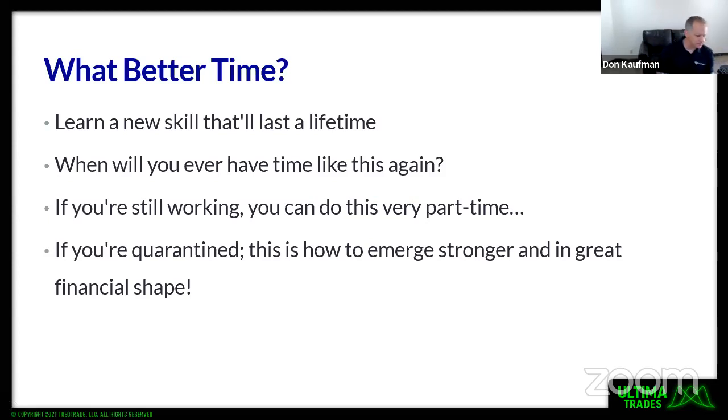The key to this, all right, it's about the consistency, obviously. But the key to everything that I'm doing here is Ultima. It's specific. It's the criteria. I mean, to begin with, though, what better time to learn this? And you're going to have to spend a little bit of time learning this. You're going to learn a new skill set that'll last you a lifetime.